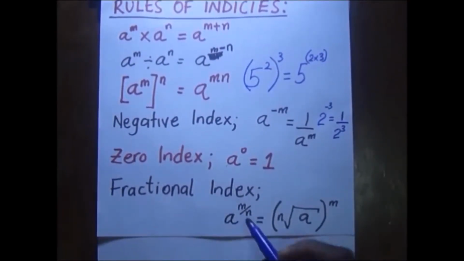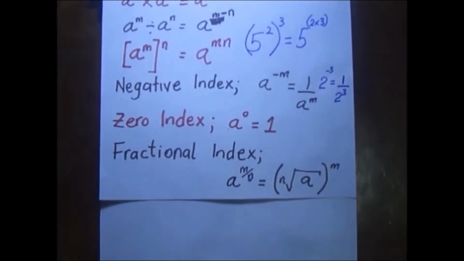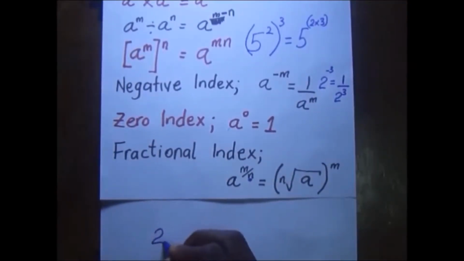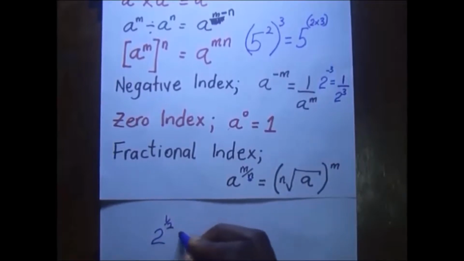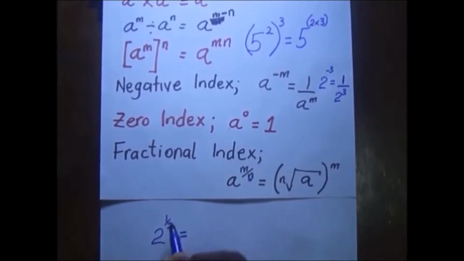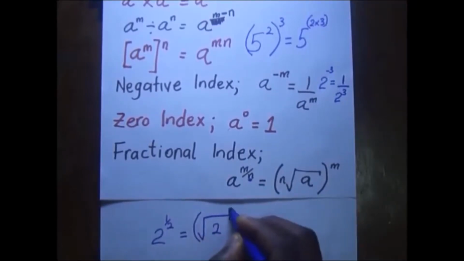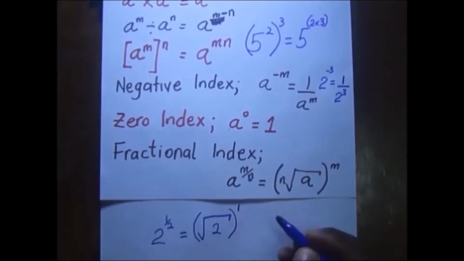The fractional index, a to the power m over n, is the same as saying the nth root of a, all to the power of the numerator m. I'll give you an example. Let's say you have 2 to the power a half. 2 in the denominator means it's the square root. Of course, you do not write the 2 there, but it means the square root of 2, to the power 1.